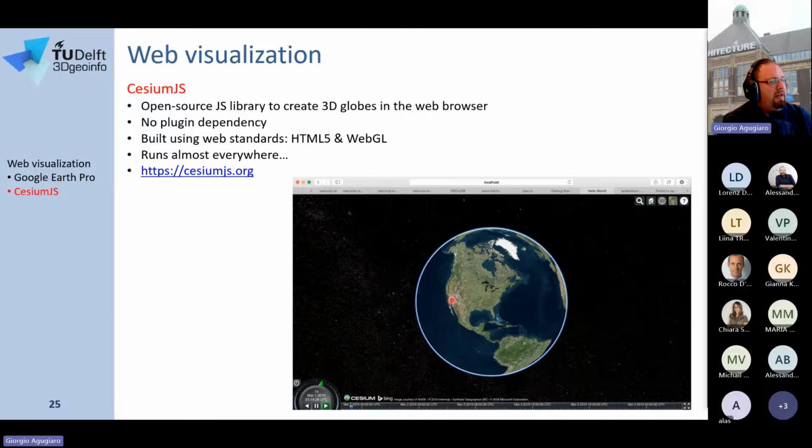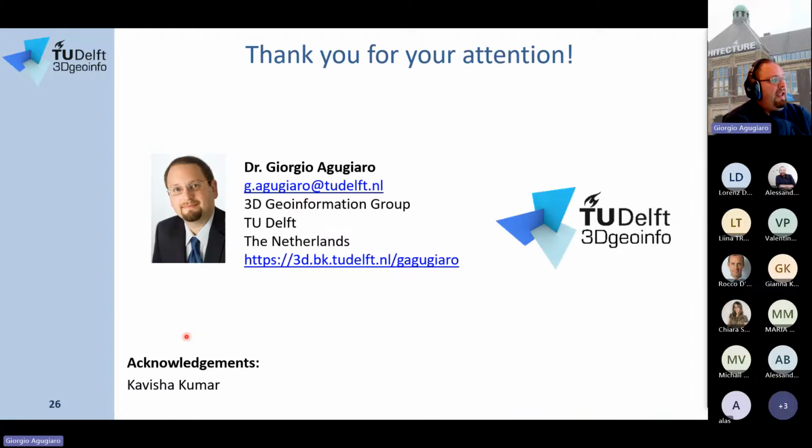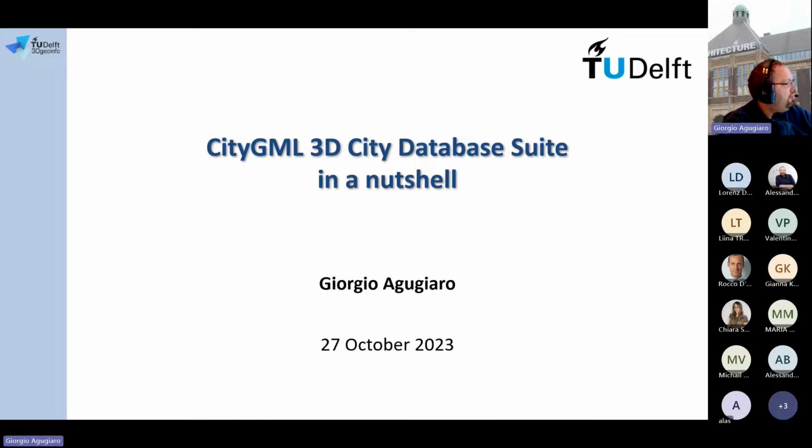Of course, more and more Cesium is being used, which is a JavaScript library used to create 3D globes in the web browser. It does not have any plugin dependency, and I assume that most of you should have heard of it. Otherwise, again, you can check the link that I provided. And yeah, this was meant to be very fast, because now we're going to have a look at CityGML, and again, it's mostly a few slides. Just a minute. Okay, you should see now my new presentation.